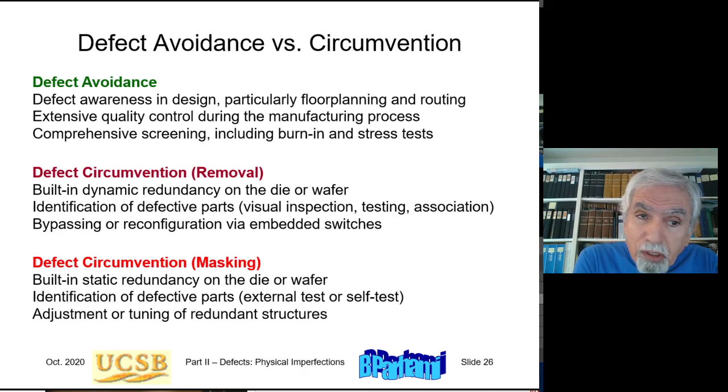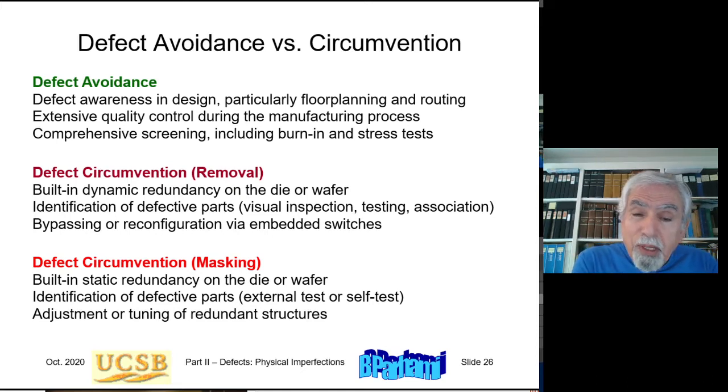Defect circumvention by removal requires that we have built-in dynamic redundancy on the die or wafer. Identify the defective parts. This is done either by visual inspection when the defects are large, or testing, or association. Association means you observe some effects that are associated with defects, and therefore you conclude that there are some defects. It's sort of like diagnosing a disease by its symptoms. And then we bypass the defect or reconfigure the system through embedded switches that have been provided on the chip. Okay, we'll see examples of these.